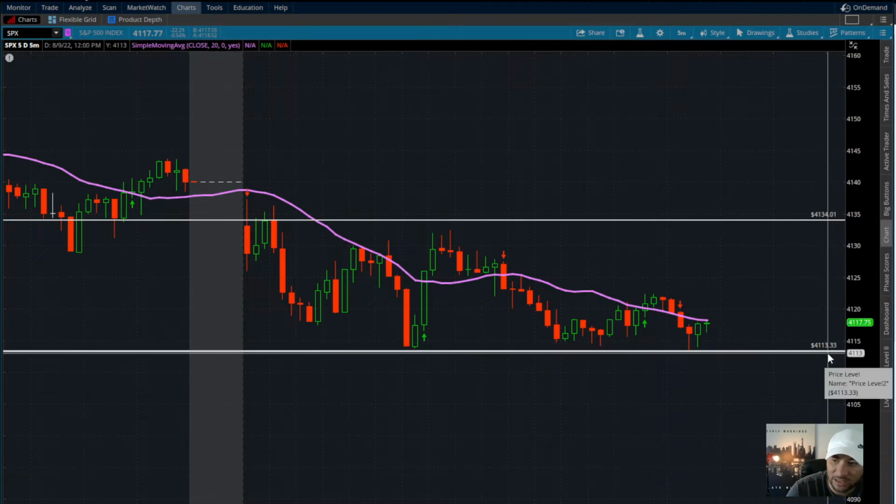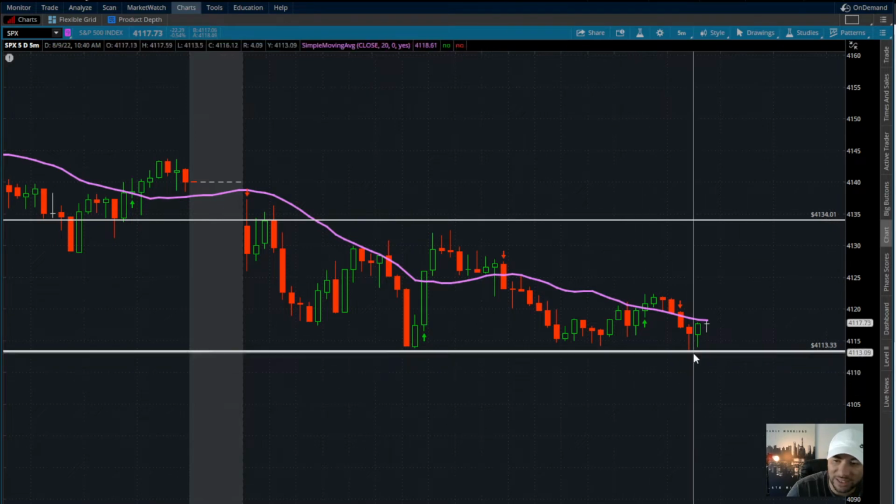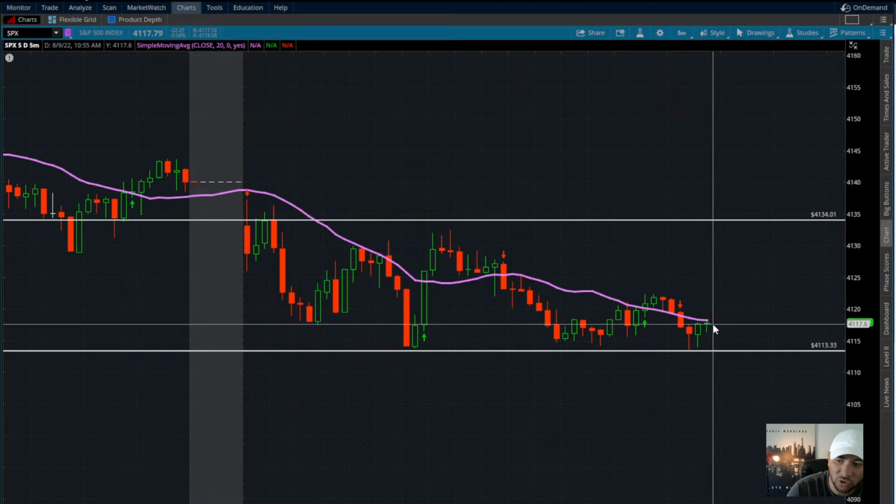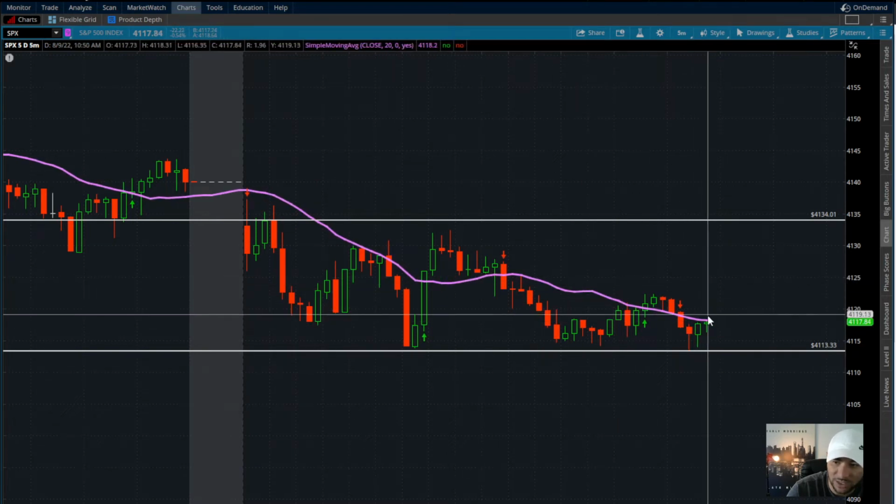Obviously, if the SPX or the SPY, depending on whatever chart you're looking at, starts to lose 41.13 to the downside, this is a for sure automatic short position here. You can see us trying to reclaim this purple line, which is a 20 SMA here.